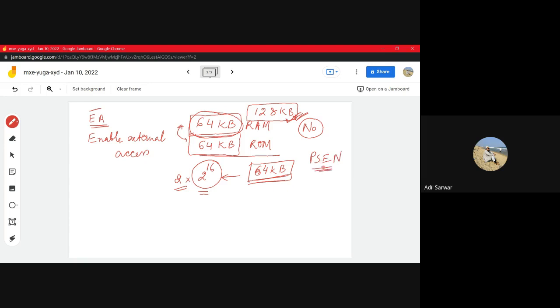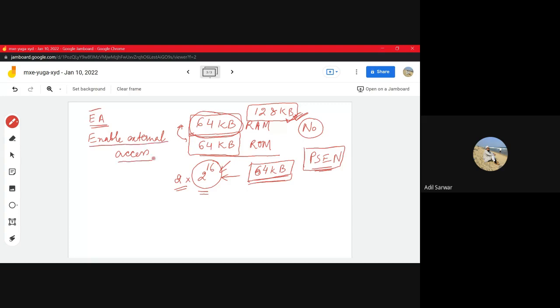This helps in actually accessing 64 kb of RAM and 64 kb of ROM at the same time. So at the same time, we can connect 64 kb of RAM and 64 kb of ROM to 8051, although the length of the address bus is 2 to the power 16. And how it is possible, I will tell you when I discuss PSEN. Right now I was discussing EA bar, enable external access.